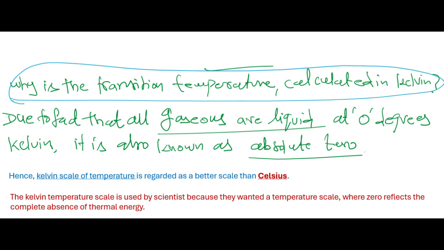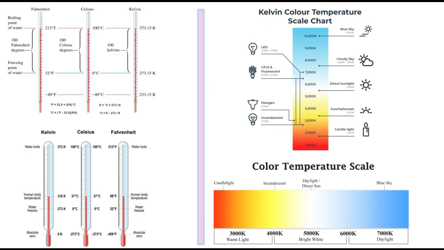Once again, we have a question: why is the transition temperature calculated on the Kelvin scale? Due to the fact that all gases become liquid at 0 Kelvin, it is also known as absolute zero. In fact, the Kelvin scale of temperature is regarded as a better scale than Celsius because the Kelvin scale is used by scientists. They wanted a temperature scale where exact zero reflects the complete absence of thermal energy. The Fahrenheit and Celsius scales were both based on water, either the freezing point or boiling point or a combination of water and chemicals.